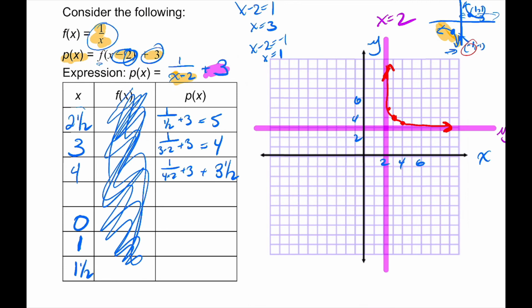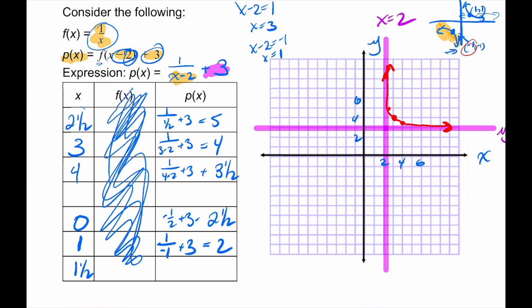So what are our resulting values of p of x? In this case, p of 1 is going to be 1 over 1 minus 2, which is -1. So that's what we're looking for, plus 3. So 1 divided by -1 is -1, plus 3 is 2. Let's look at the 0 first. So 0 minus 2 is going to be -2. So that's going to be -1/2 plus 3, which is going to be 2.5.